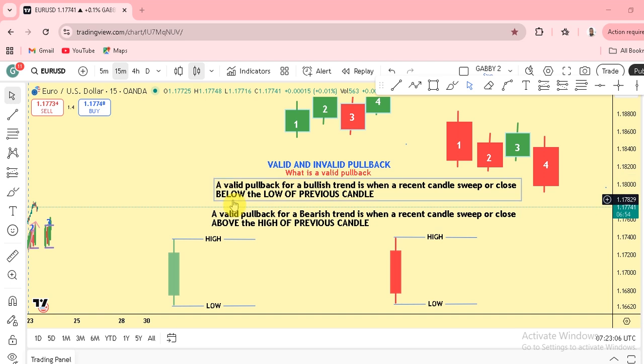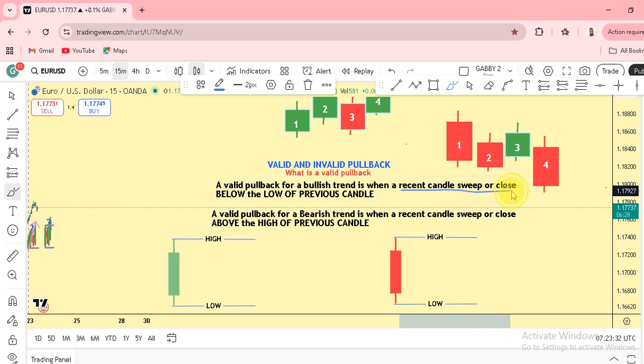By way of definition, I said a valid pullback for a bullish trend is when a recent candle sweeps or closes below the low of a previous candle. I'm going to take that again. A valid pullback for a bullish trend is when a recent candle sweeps or closes below the low of the previous candle. So the keywords to note here are recent candle sweeping or closing below the low of the previous candle. These are the keywords to note when you are looking at a bullish pullback.